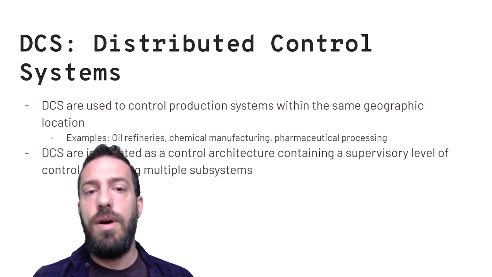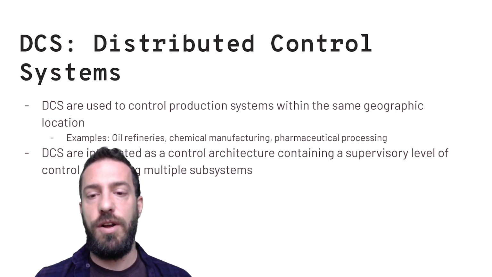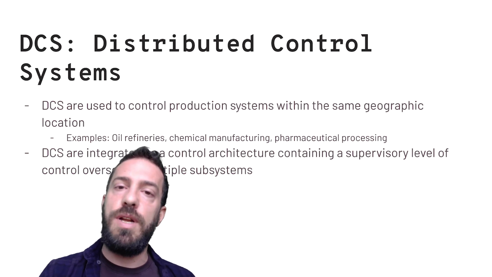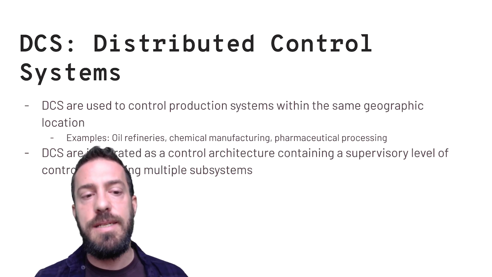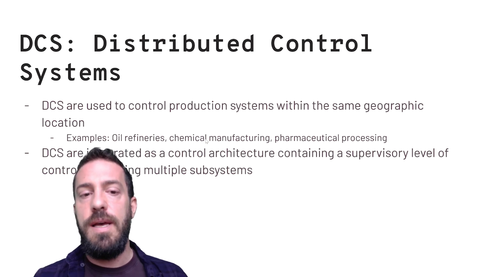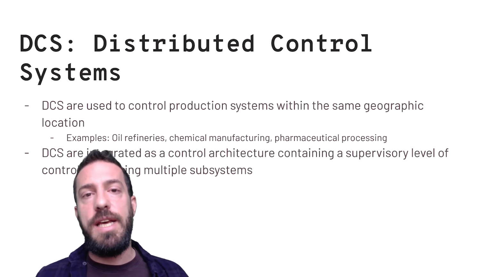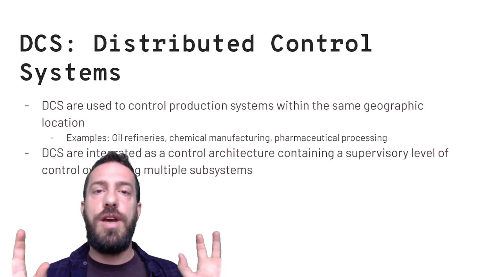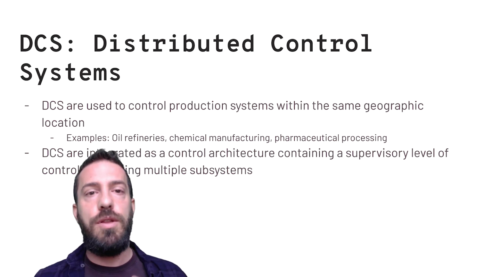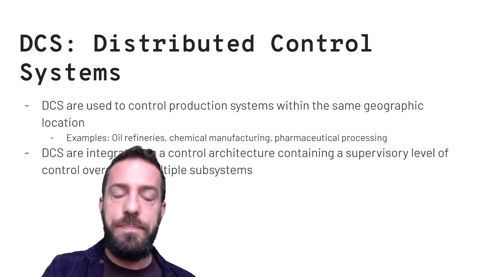DCS stands for Distributed Control System, and DCS are primarily used to control production systems within the same geographic location. So a power grid was a good example of geographically dispersed assets. Oil refineries or chemical manufacturing are examples of production systems that happen within, let's say, one building, or within one location that is geographically enclosed, and you can have physical controls, and you don't need the remote telemetry capabilities that we've been discussing before.